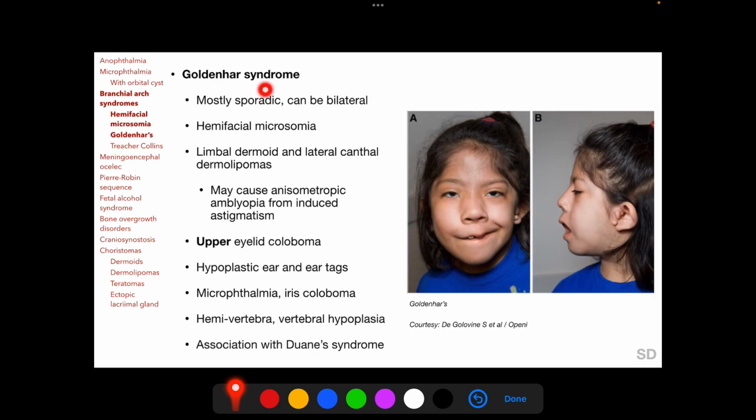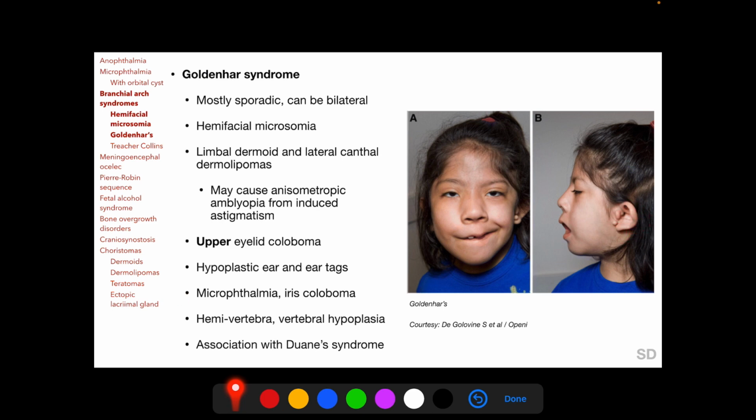Goldenhar syndrome is mostly sporadic and can be bilateral. Features of Goldenhar syndrome include hemifacial microsomia, as we can see here. Limbal dermoids and lateral canthal dermolipomas can occur, and limbal dermoids can induce astigmatism, causing anisometropic amblyopia. Upper eyelid coloboma can occur. Hypoplastic ear and ear tags, as seen in this picture, are part of Goldenhar syndrome.